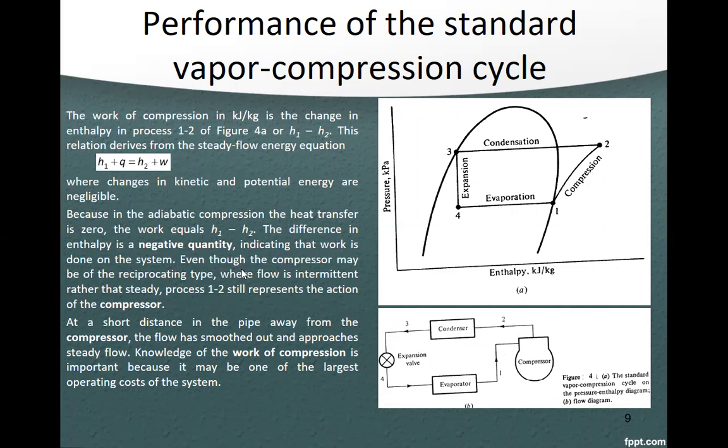Okay? So, even though the compressor may be of reciprocating type, where flow is intermittent rather than steady, process 1 to 2 still represents the action of the compressor. At a short distance in the pipe away from the compressor, the flow has to smooth out and approach steady flow. Knowledge of the work of the compressor is important because it may be one of the largest operating costs of the system. Why? It's power. Energy.